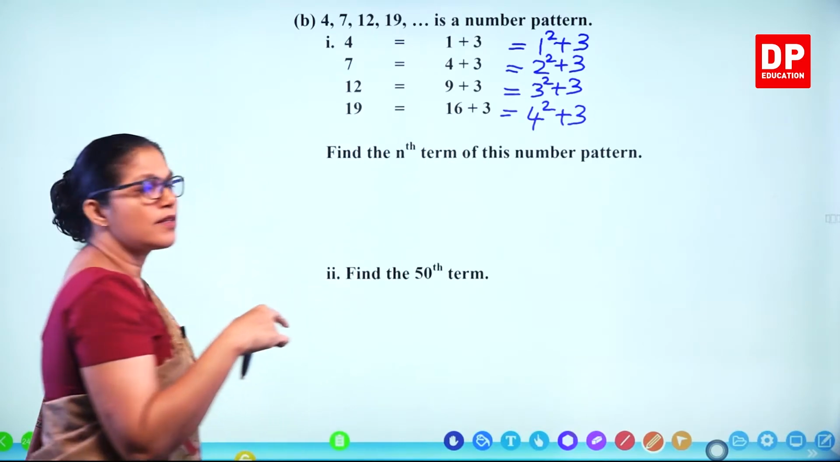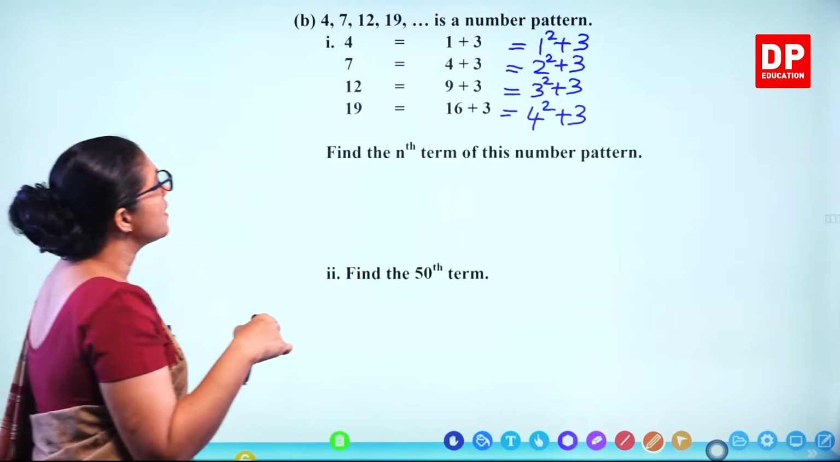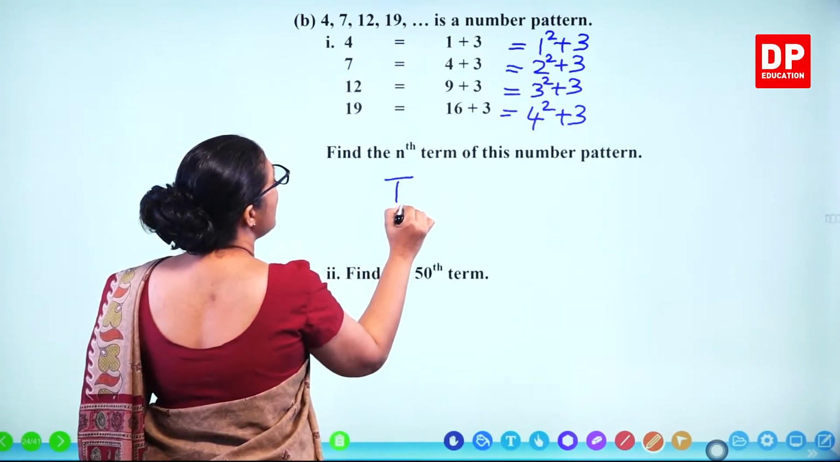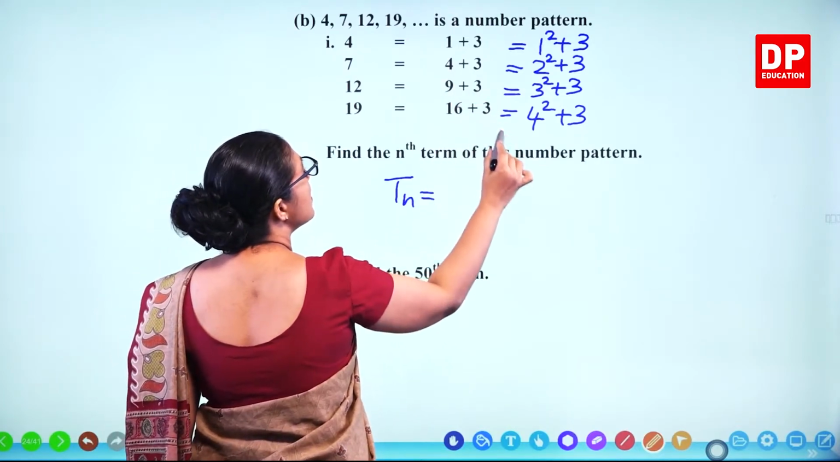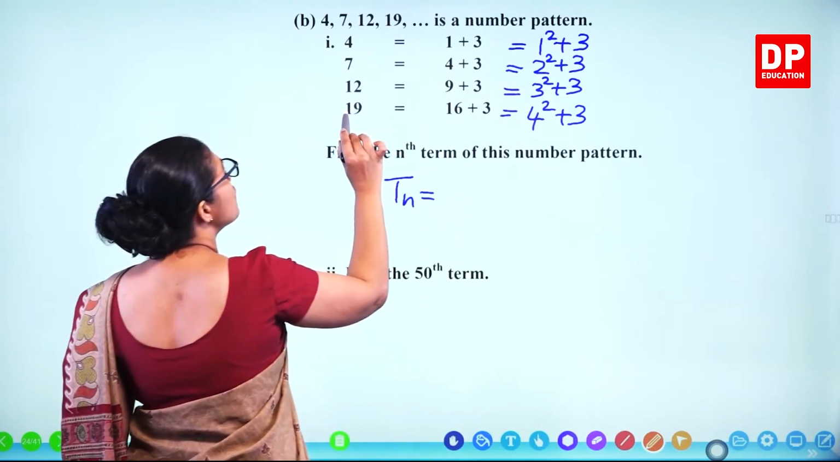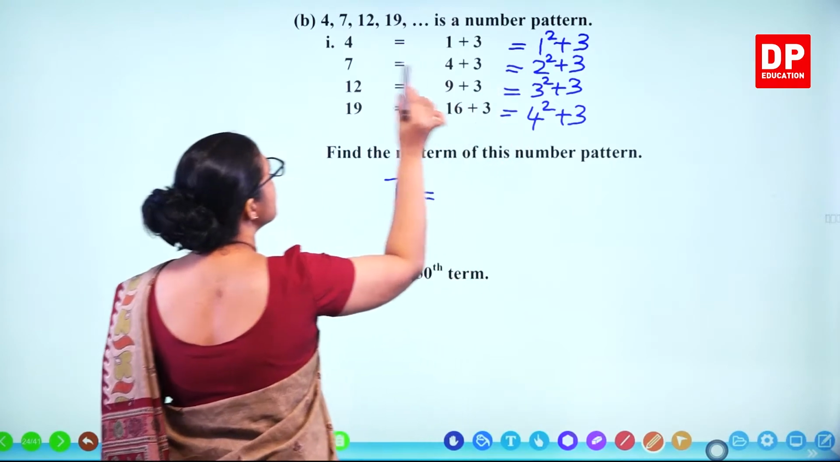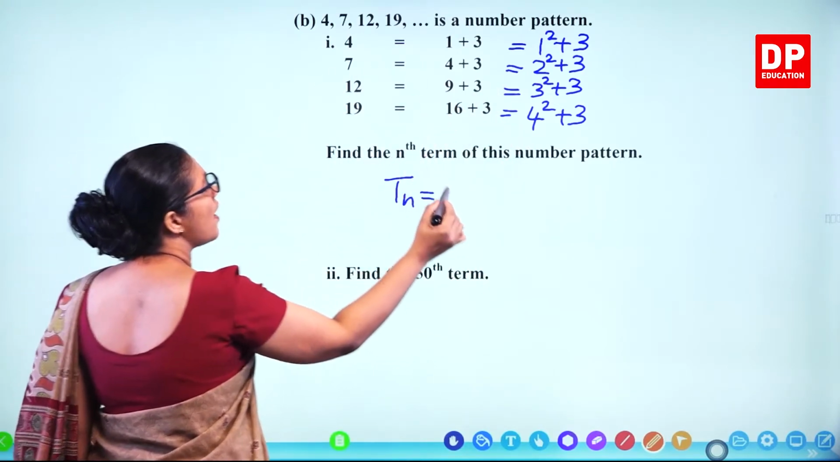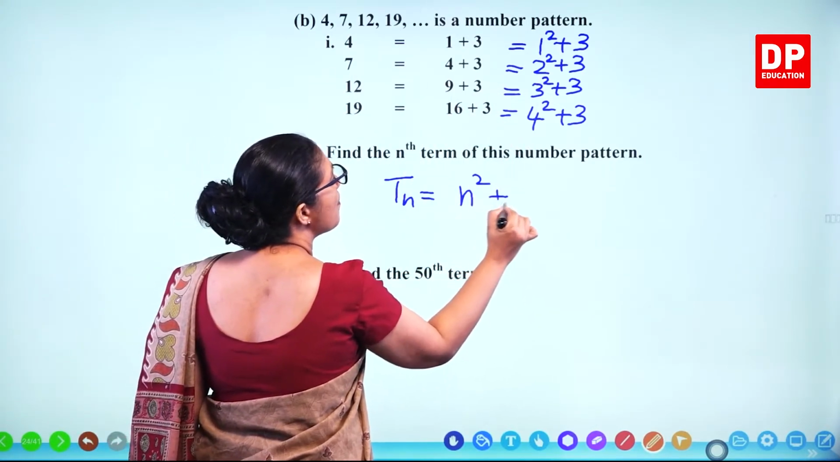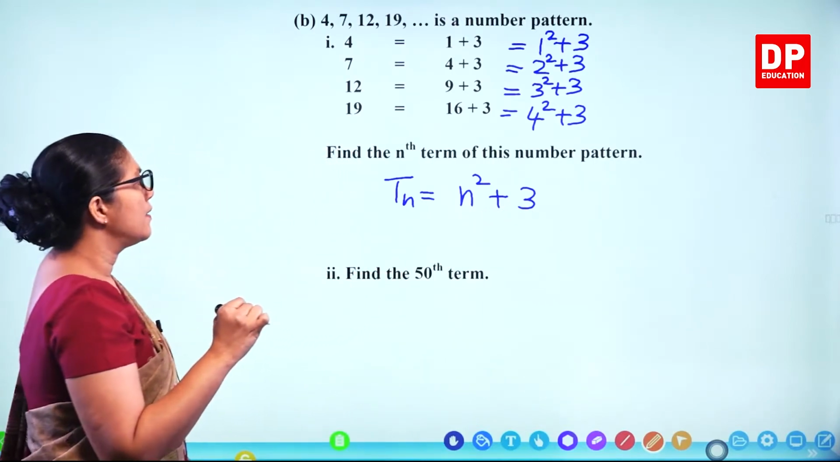Now can you see? Square terms are there. So what is the nth term? For the nth term you can write n squared. This is the 4th term, 4 squared. This is the 3rd term, 3 squared. n squared plus 3. That's the nth term.